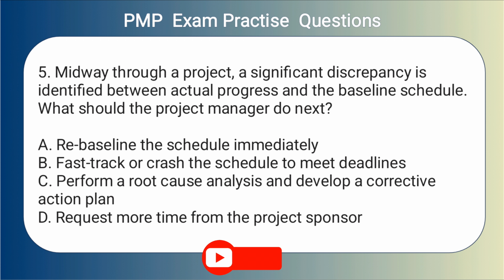5. Midway through a project, a significant discrepancy is identified between actual progress and the baseline schedule. What should the project manager do next? A. Re-baseline the schedule immediately. B. Fast-track or crash the schedule to meet deadlines. C. Perform a root cause analysis and develop a corrective action plan. D. Request more time from the project sponsor.